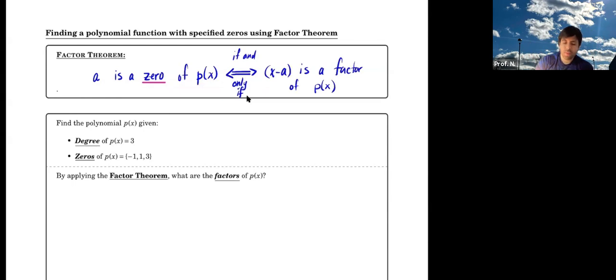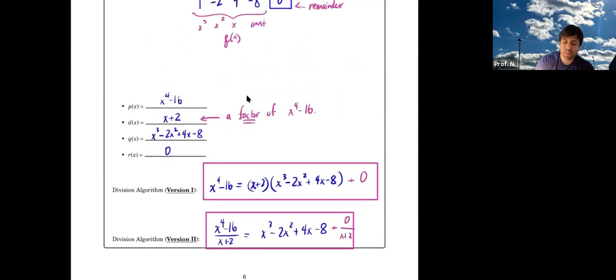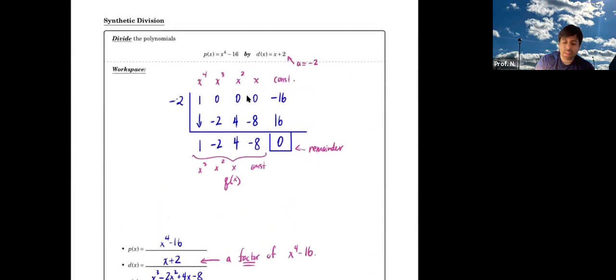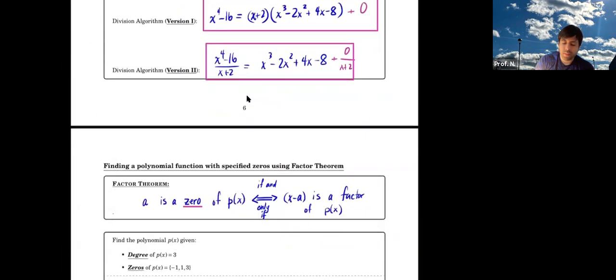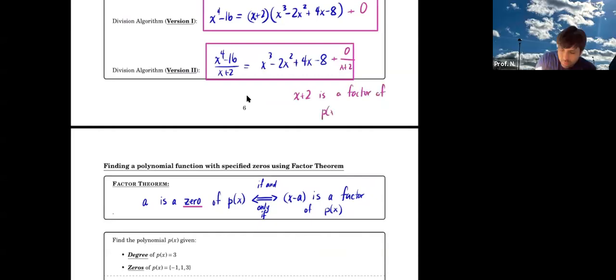Now let's see if we can kind of tie that in with what just happened here. What can we say? By the factor theorem, what did we say? X plus 2, right? Didn't we say that x plus 2 is a factor of p of x, which was what? X to the fourth minus 16?